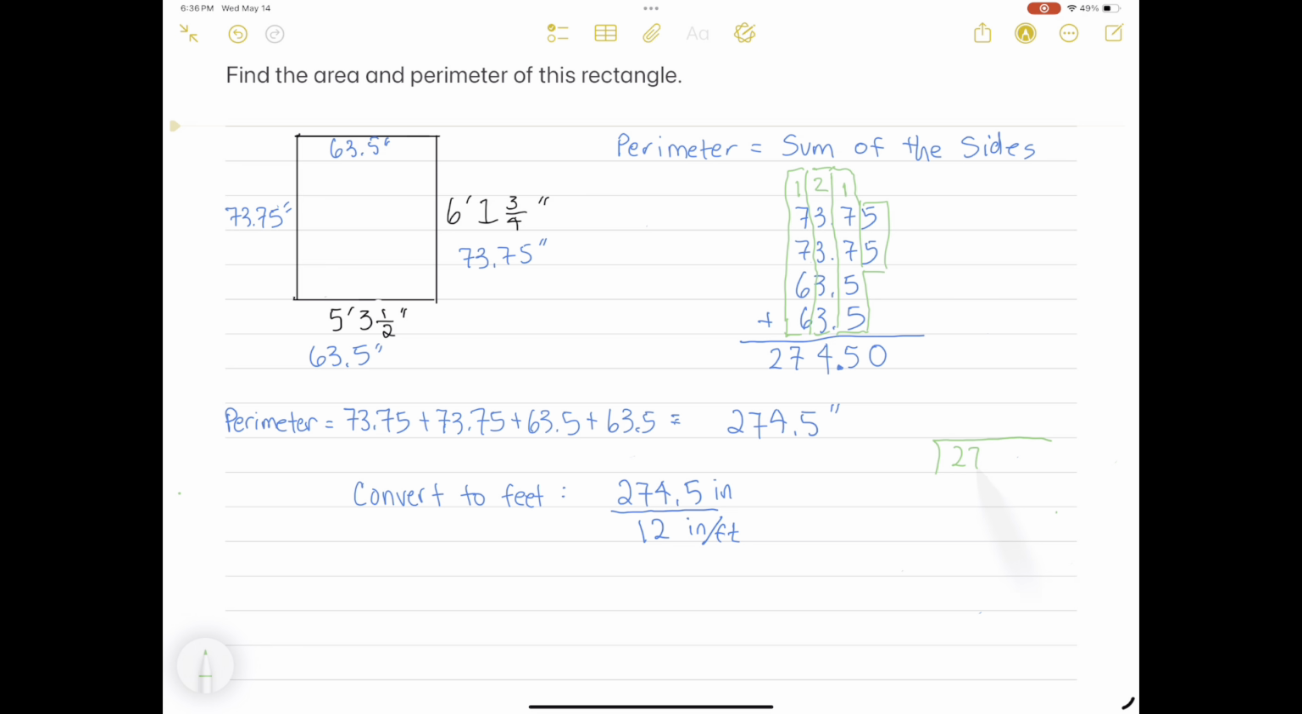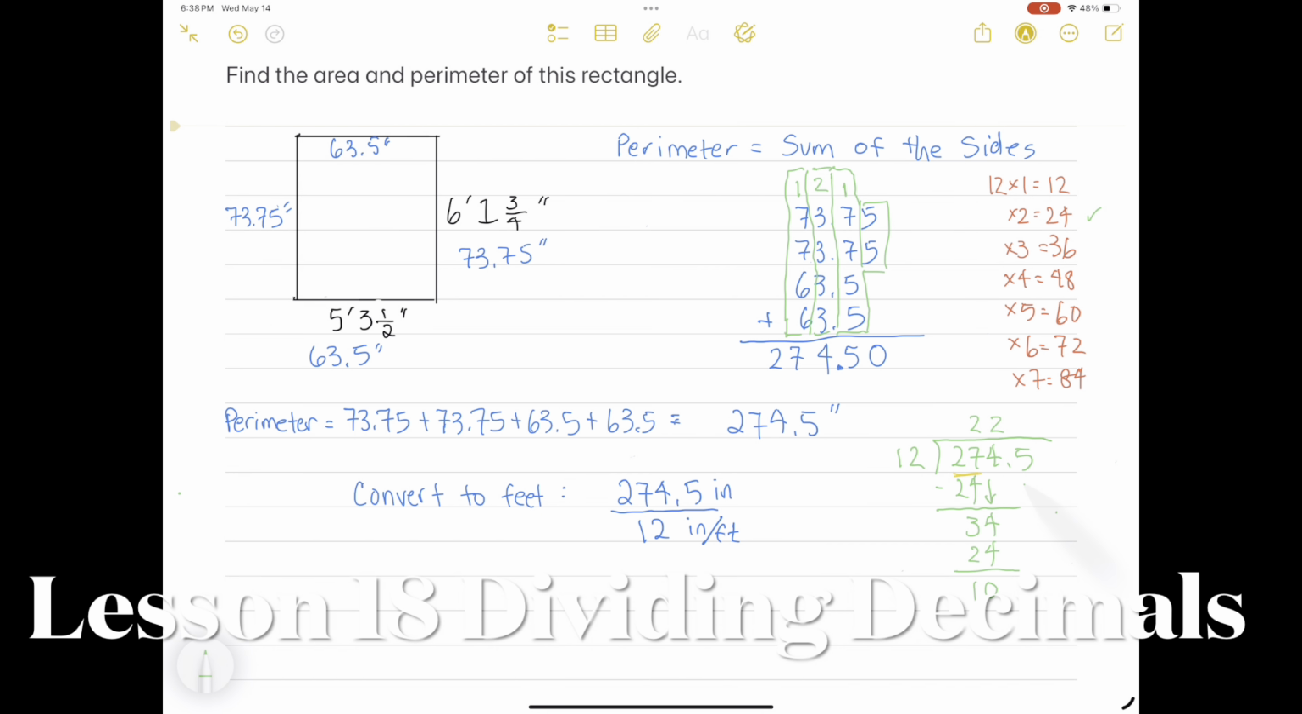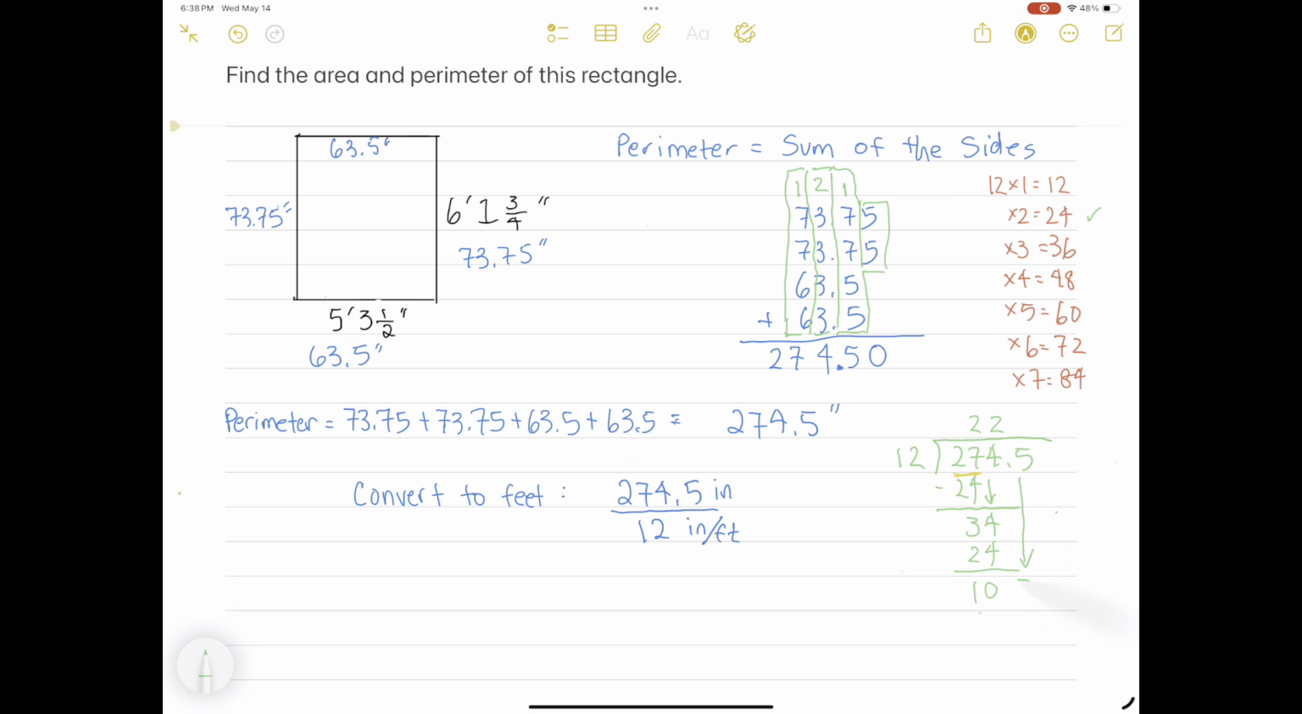A construction worker told me that he has gotten very good at division by 12 because he does it so frequently in his work. So when I do division, I like to write out the multiples of the divisor before doing the division itself. So I write out the multiples of 12 on the side, then I do the division, 274.5 divided by 12. You can watch my earlier video, lesson 18, dividing decimals, for a refresher on the skill.